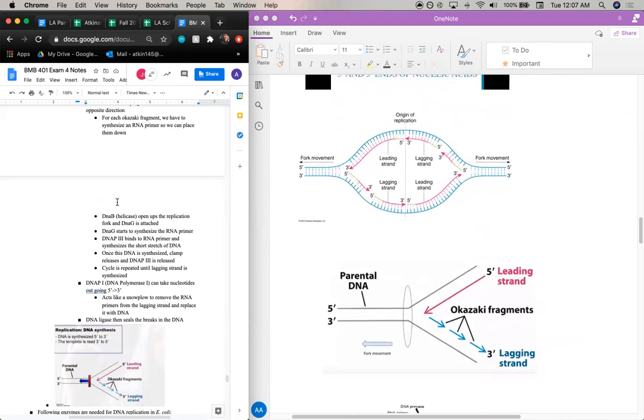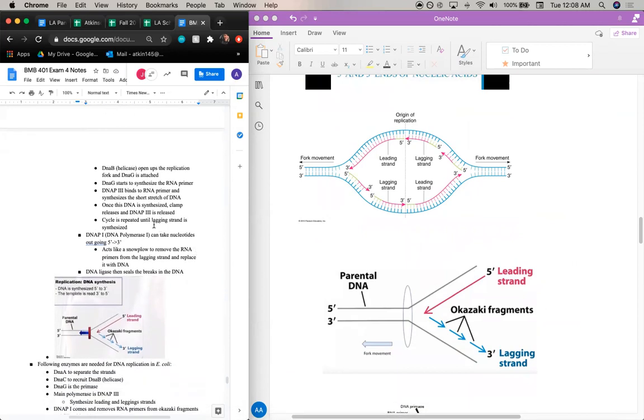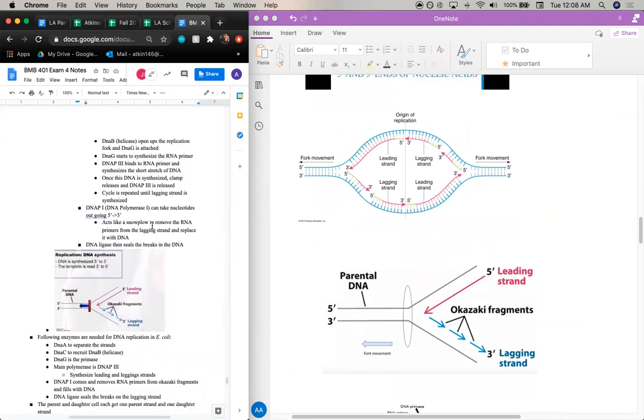Okay, so again, DNA B helicase is going to open up that replication fork, and DNA G is attached. And we saw before that DNA G starts to synthesize that short RNA primer. And then after that RNA primer exists, DNA polymerase 3 can attach, and it synthesizes that short stretch of DNA. Once this DNA is synthesized, the beta clamp releases, and the DNA polymerase 3 can float away and go do something else. The cycle is repeated until the lagging strand is synthesized.